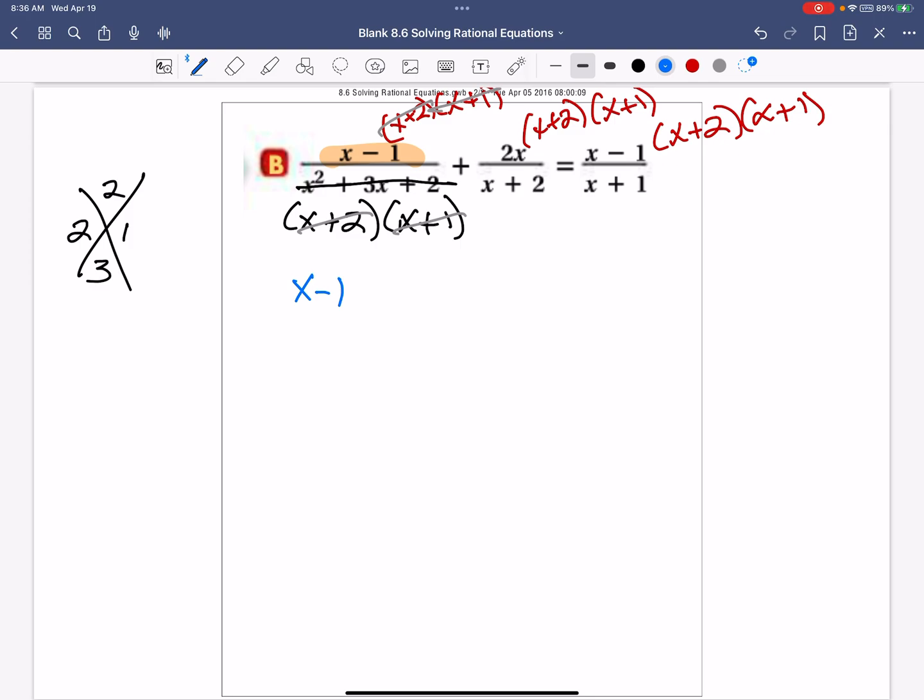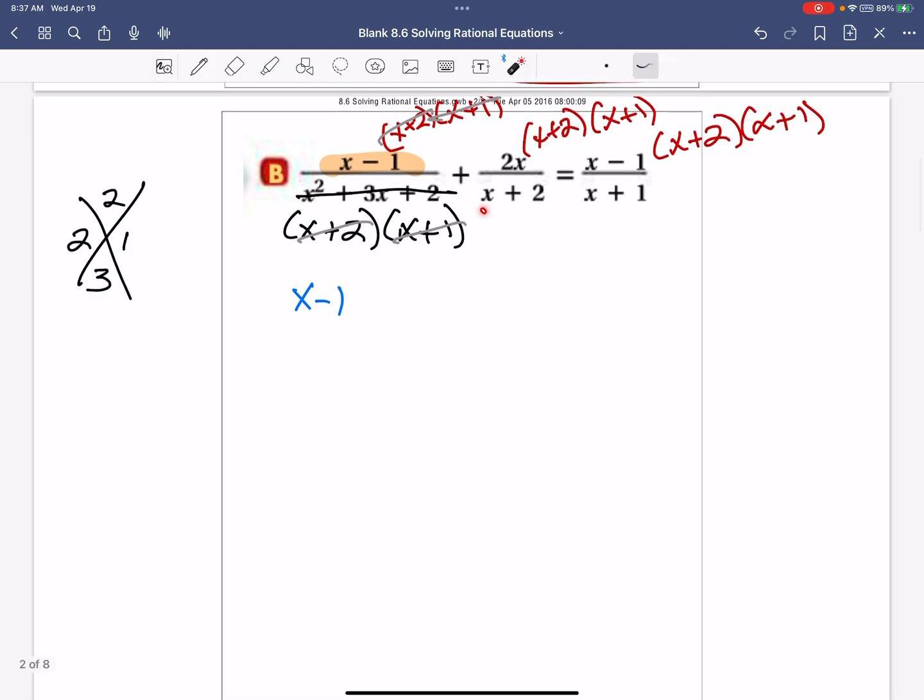Second fraction, what cancels? We look over here, we have an x plus 2 and we have an x plus 2. So those can cancel. So let's cancel those. Then what do we have left? We have 2x and x plus 1 left. So we're just going to write that down. Again, we have a plus right here. So plus 2x parenthesis x plus 1.